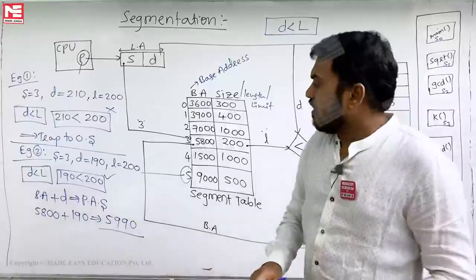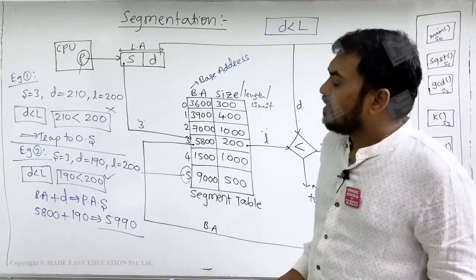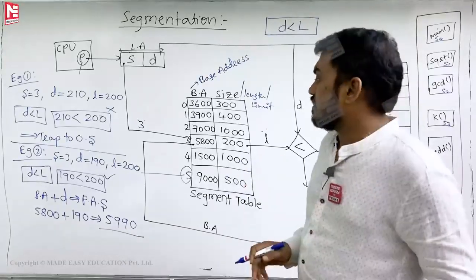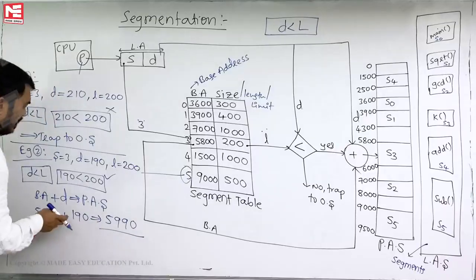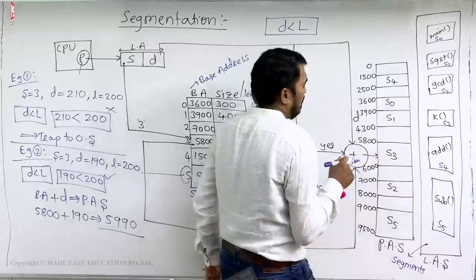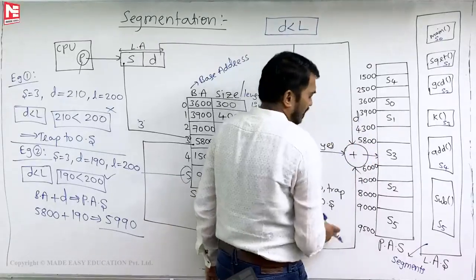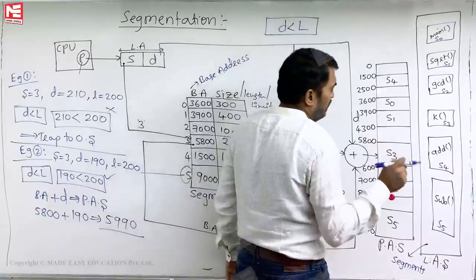Now understand here. This is how you are going to generate the physical address from the logical address. Look here: 5800 plus 190 is 5990. So you go to the corresponding location. You added the D value and the base address, so 5990 came. So 5990, you go to that particular word.